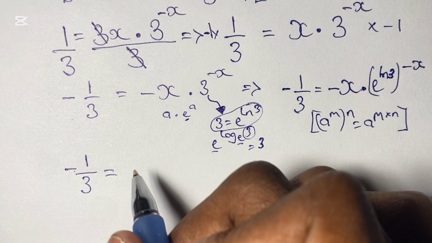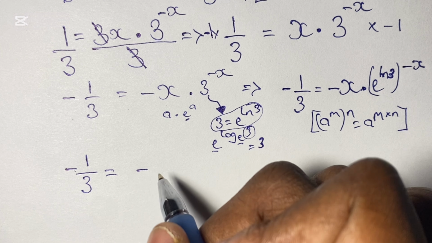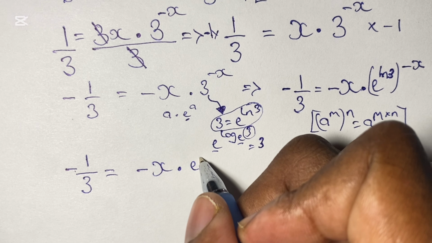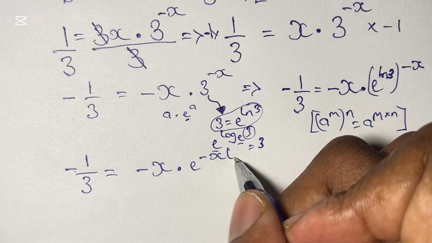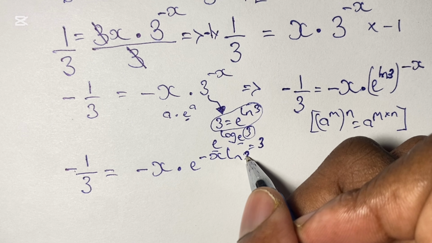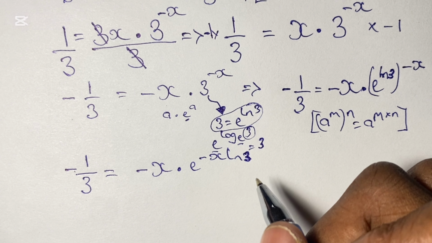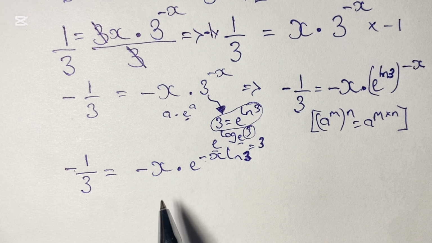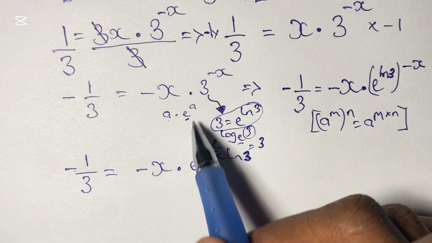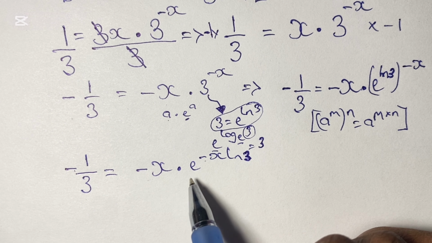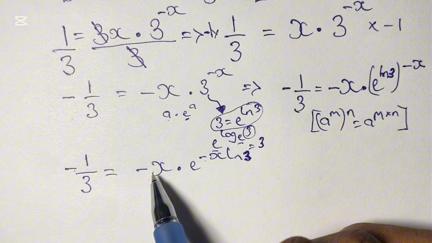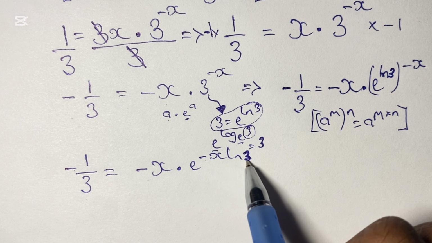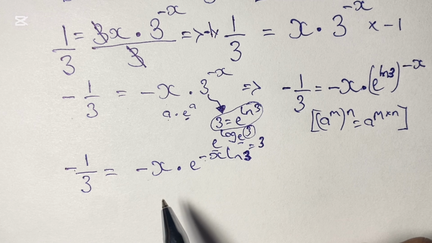So just to rewrite our equation, we have negative 1/3 is equal to negative x times e to the power of negative x times ln of 3. So in our exponent, we now have negative x times ln of 3. In writing our expression as a times e to the power of a, you can see that we have a little problem here. We have negative x times e to the power of negative x times ln of 3. To solve this issue, we need this ln of 3 here to be beside our negative x.